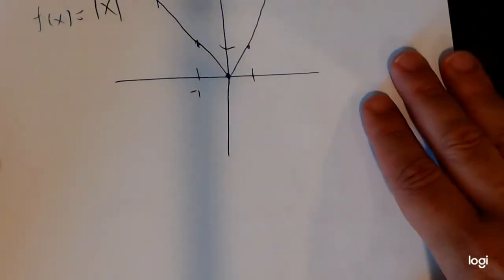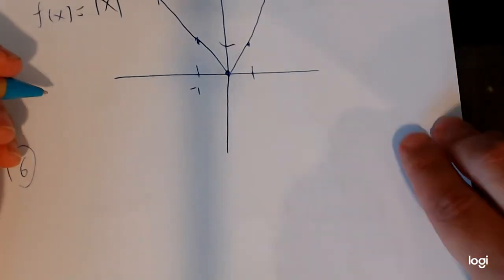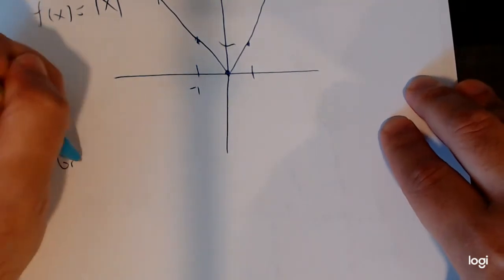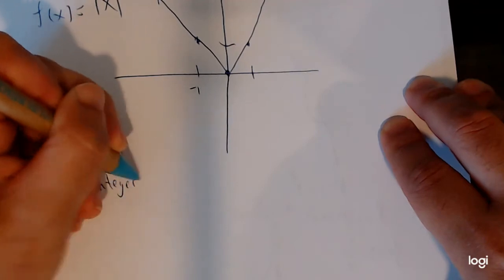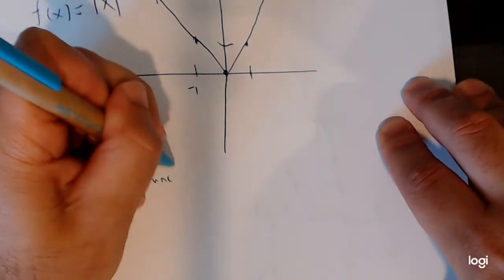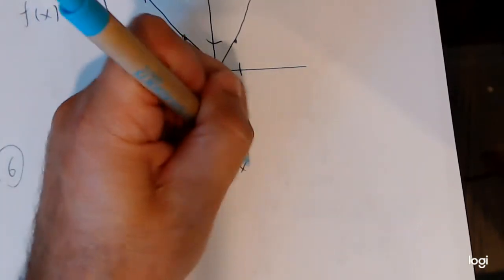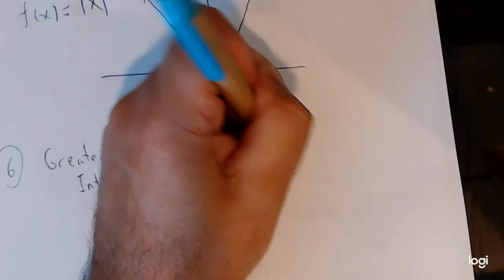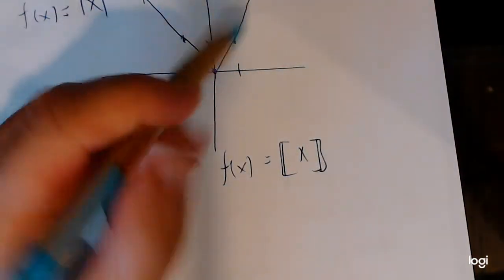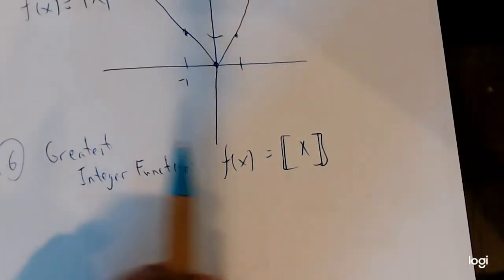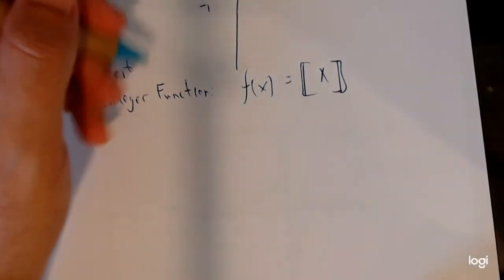And the last thing that we're going to talk about is the greatest integer function, which is defined as follows. Now you may have seen this last year, I'm not sure if you did or not, but it looks like this. It's known as the step function. Okay, so the greatest integer function, the best way to think of it is, by definition, here's what it means.